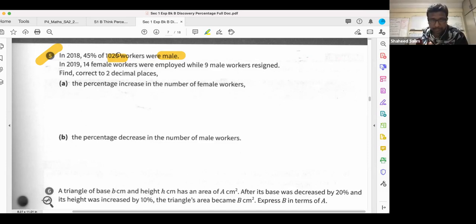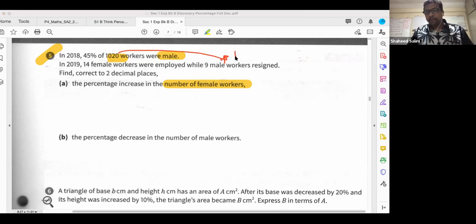But now they ask you, careful. Now the question is asking you percentage increase in female workers. You have to look at what? You have to look now at 100% of female. Okay, this one is 100% of all workers. But the question is not asking you that. That's why you got to look at what the question is saying. The question is saying female workers.